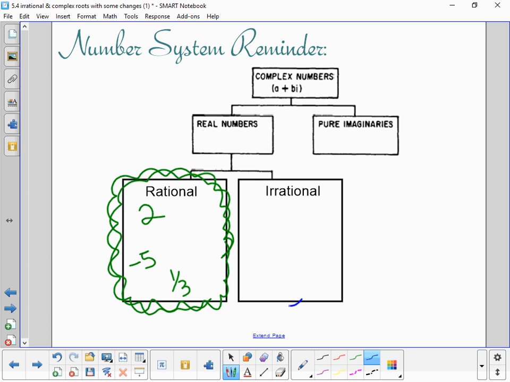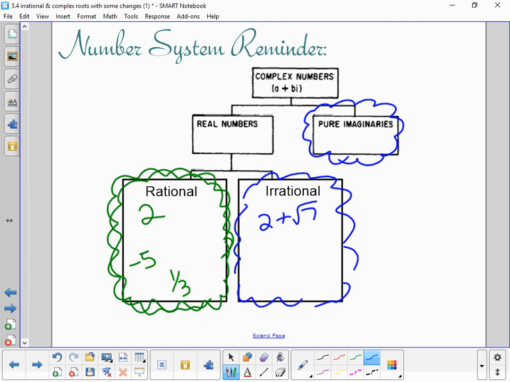Today, our solutions are going to be irrational. So we might have a solution like 2 plus √7 or something like that. And we also today will work with some that are imaginary, like maybe a root of 3i or something like that. So the process that we're going to use today is very, very similar to what we did last time. It's just that our solutions are going to be in these 2 other categories.